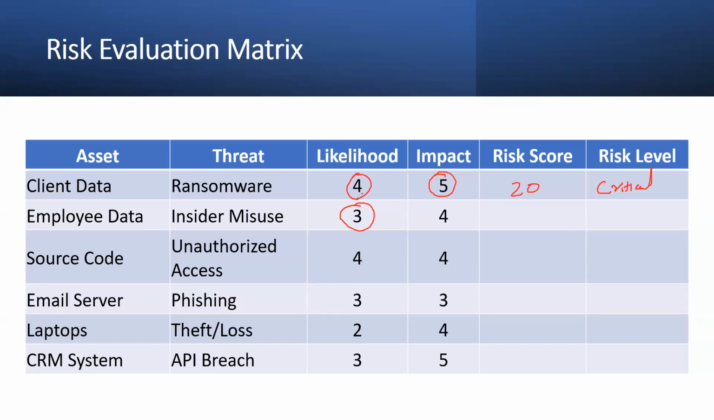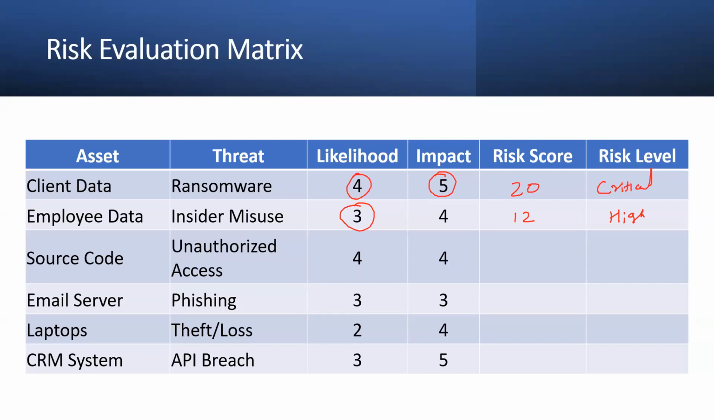Now, what risk score am I getting? 3 times 4, it's 12. What will my risk level be? This falls under high risk. So we should prioritize the implementation of user behavior monitoring. We are going to strengthen the internal controls to prevent and detect this.